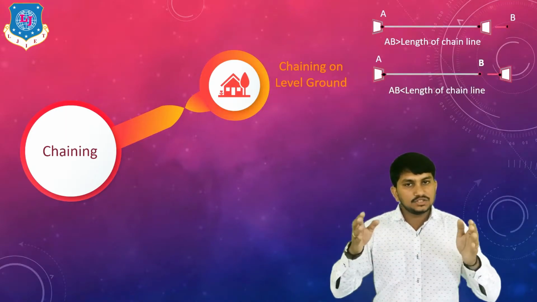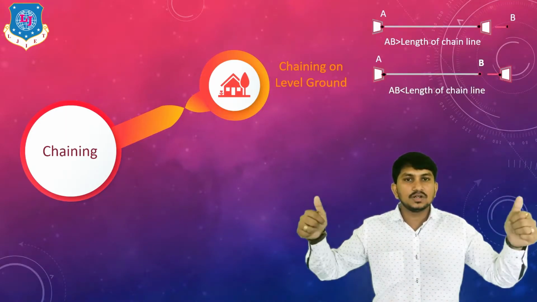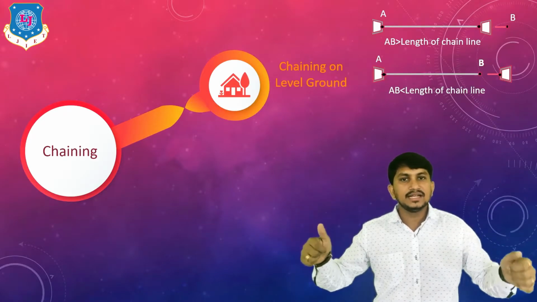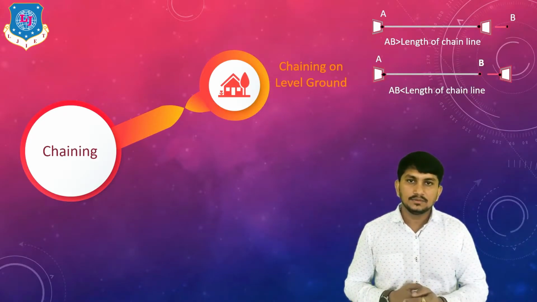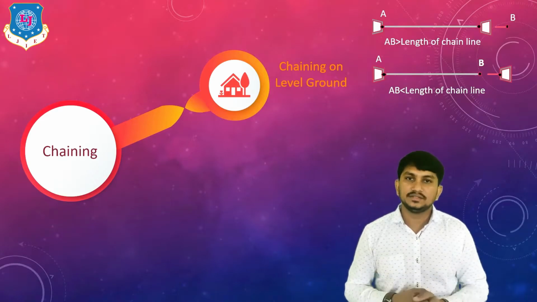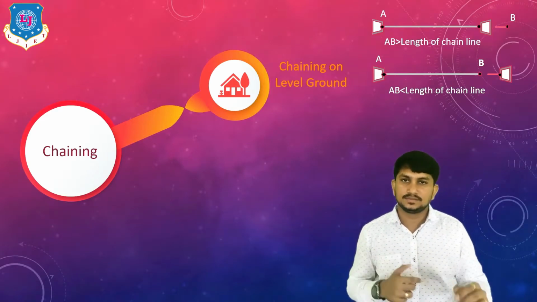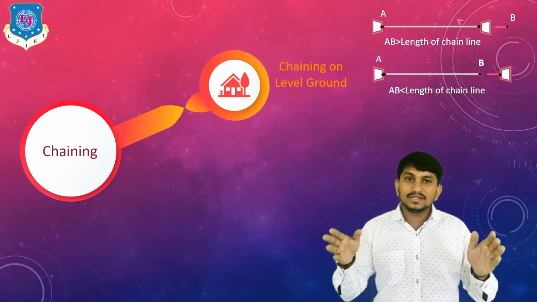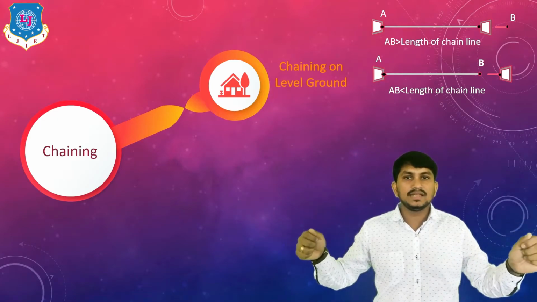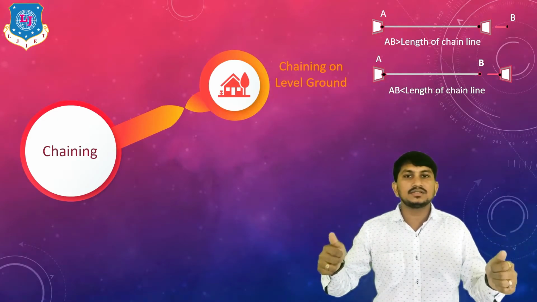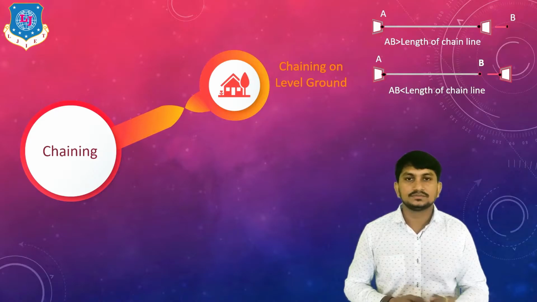If the length of the chain is less than the actual distance between two stations, then arrows can be used for counting the number of chains. If the chain is long enough to measure the distance between two stations, arrows are not used.